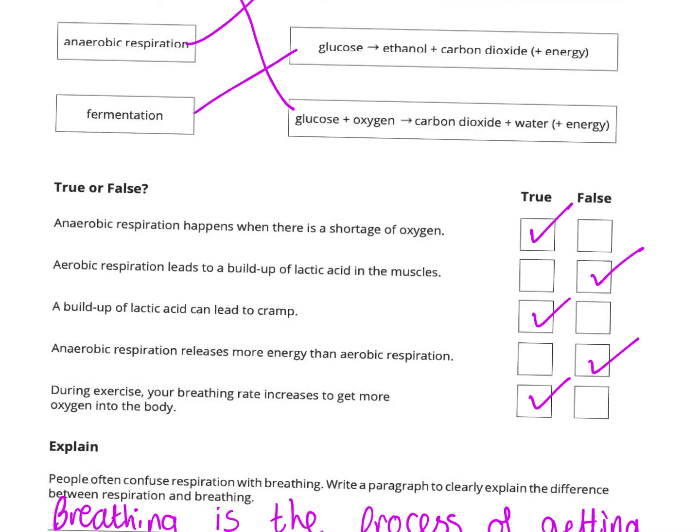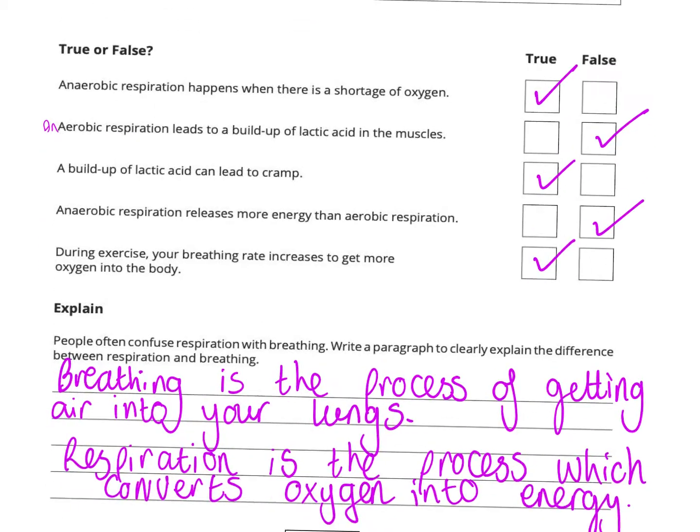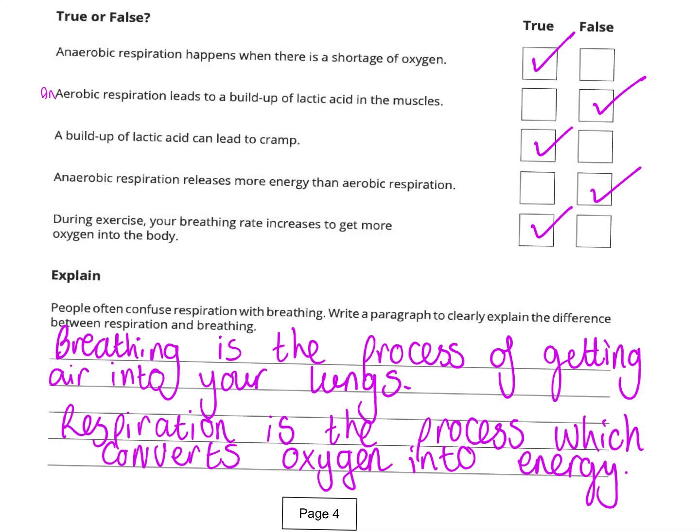Okay, nice, true or false then? Anaerobic respiration happens when there's a shortage of oxygen. True. Aerobic respiration needs to build up lactic acid. That's false. If you wanted to correct that sentence, that would be anaerobic. The buildup of lactic acid can lead to cramp. That's true. Anaerobic respiration releases more energy than aerobic. That's false.